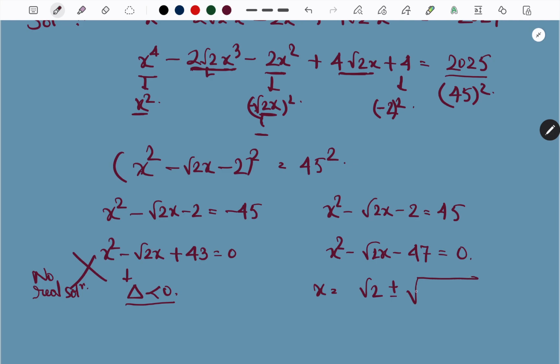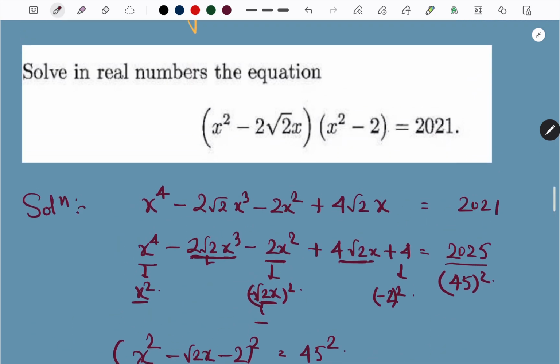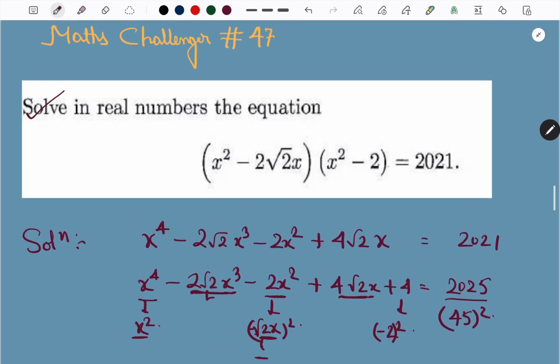And for the second, x will be equal to minus b, that is √2, plus minus the square root of b squared, that is 2, plus 47 into 4, that is 188 and 2 makes 190, so under the root 190, divided by 2a, so the value is 1 by 2 times (√2 plus minus √190), and that's the solution for real numbers. Thank you.